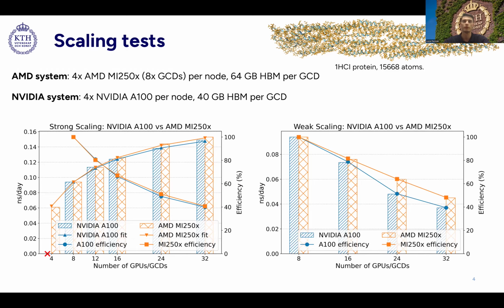independently. We tested our implementation on a 15,000 atom protein on both AMD and NVIDIA GPUs, scaling up to 32 devices. In our experiments, we measured similar performance on both GPU architectures, and in particular, we measured the scaling efficiency for both strong and weak scaling of about 40% at 32 devices.